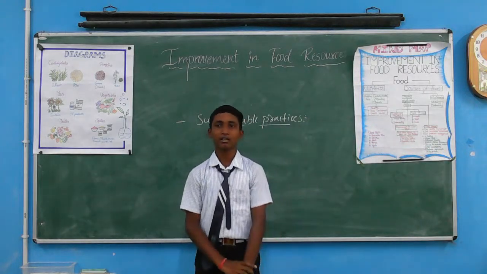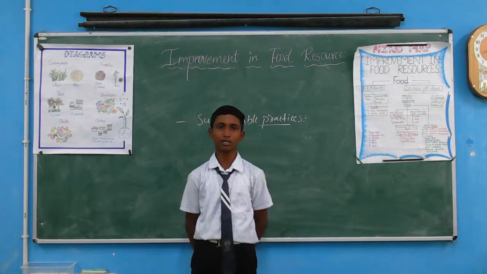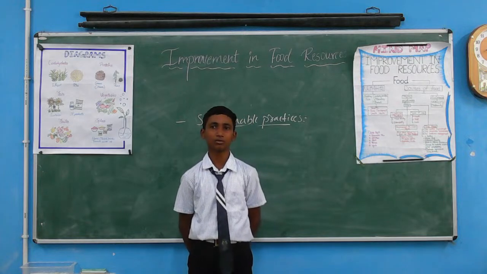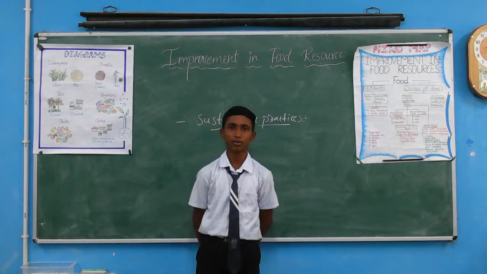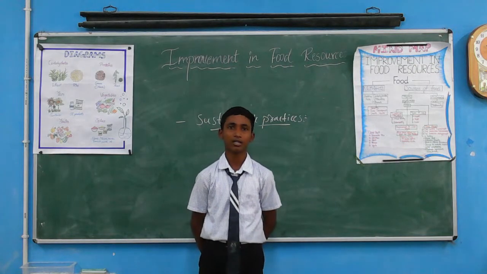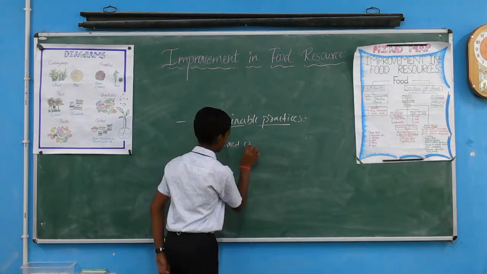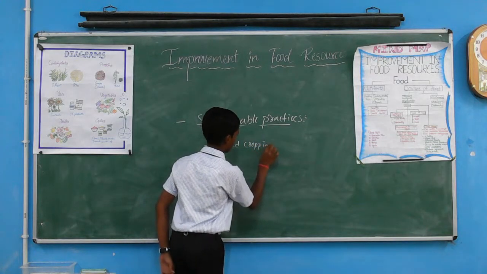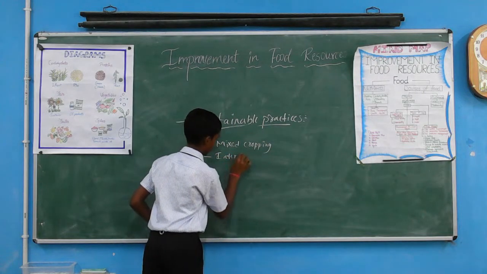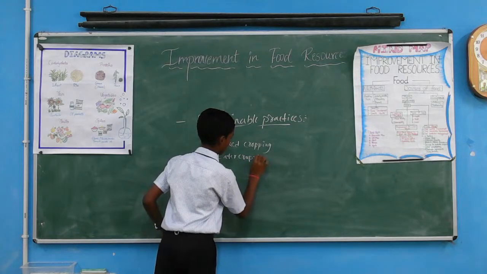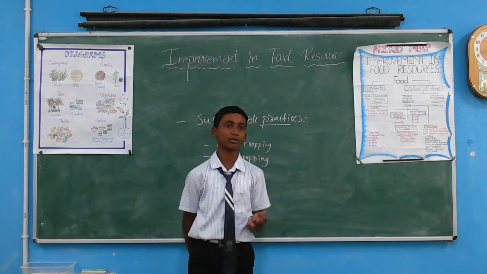Sustainable practices. In our country, agriculture is the major source of livelihood, so everyone should be able to buy food. Food security depends on both availability of food and it should be affordable by all. To increase the yield of crop production, we should take some examples like mixed cropping and intercropping. So can anyone from the girls say about mixed cropping?